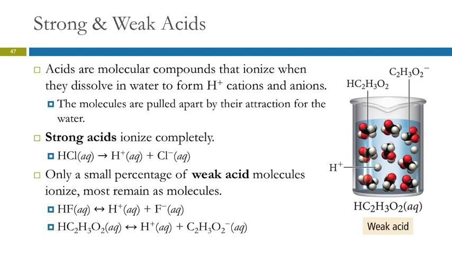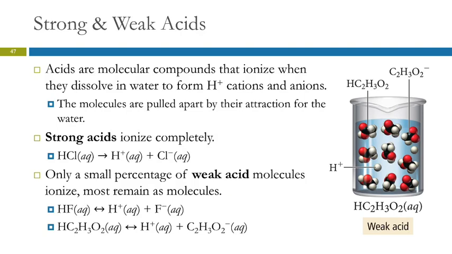So we group acids into two categories here, strong acids and weak acids. A strong acid ionizes completely. You put hydrochloric acid in water, it all ionizes. The hydrogen ions come off very easily, and you have no intact HCl molecules. With weak acids, though, only a small percentage will ionize, and most of them remain as molecules, and so there's only a few ions in a solution of a weak acid.